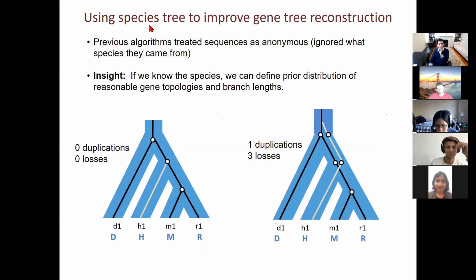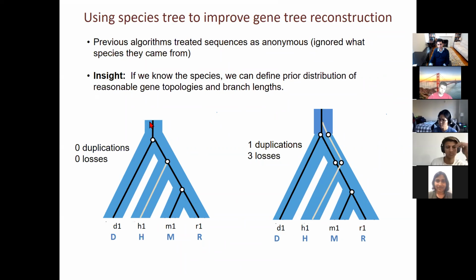So the challenge here is that we want to use the species tree to actually improve gene tree reconstruction. We can't just simply say, oh, let's just build a gene tree and then reconcile it and then we're done. What we want is algorithms that no longer treat sequences as anonymous, ignoring what species they came from, as we saw earlier. Instead, if we know the species, we can define some prior distributions of reasonable gene topologies and branch lengths. So that's the key insight that I want you guys to have.